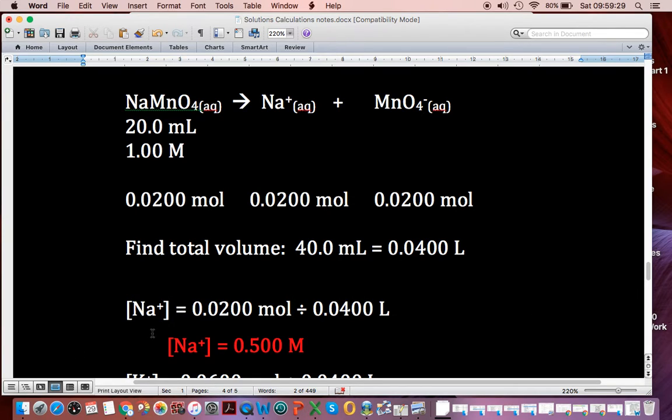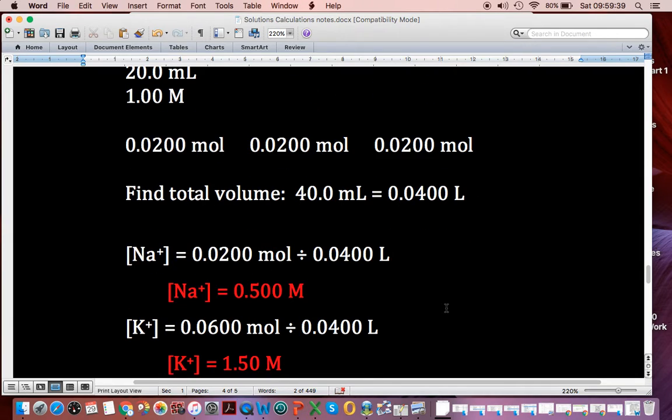Sodium, we take our moles that we figured out right here. We divide it by the 0.0400 liters, and we get 0.500 M. K plus, do the same thing, but we had 0.0600 moles, so we end up with 1.50 M. Makes sense. 3 times the moles, 3 times the concentration.